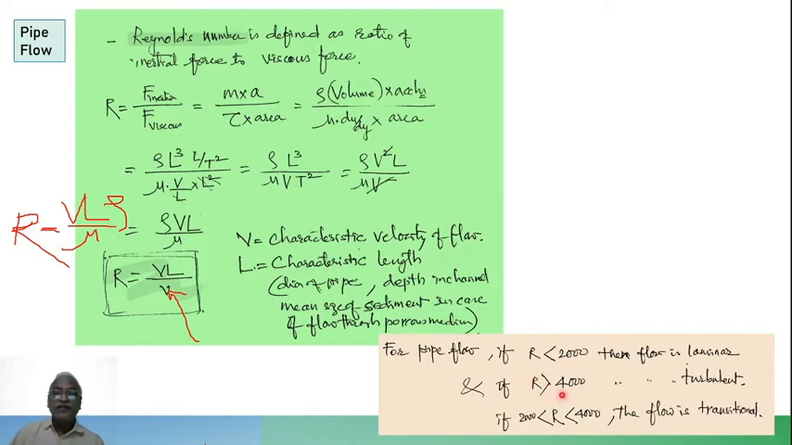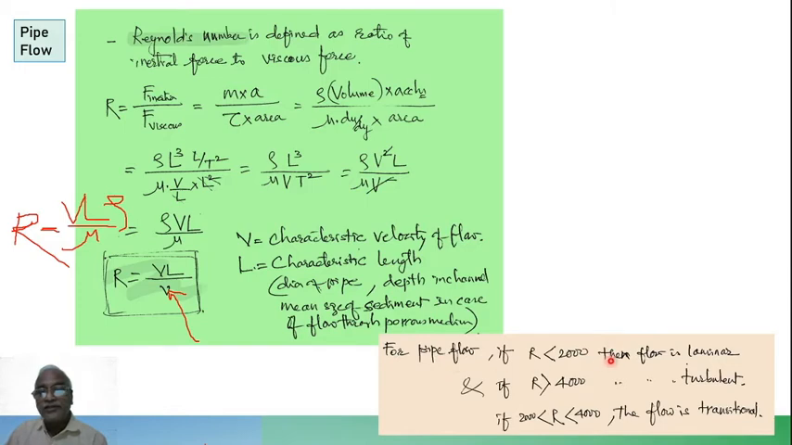If R is greater than 4000, in the sense there is a dominance of inertia force compared to viscous force. The numerator is becoming more and more compared to the denominator. So when it is becoming 4000 and above, then it is a turbulent flow. And if it is between 2000 and 4000, you will not be able to classify clearly whether it is laminar or turbulent. So we say that it is transitional flow. You cannot decide clearly whether it is laminar or turbulent.